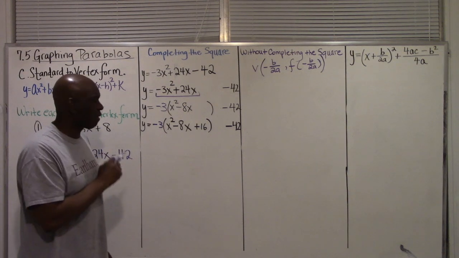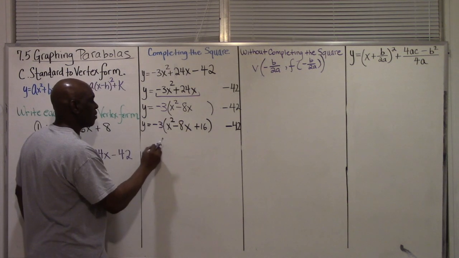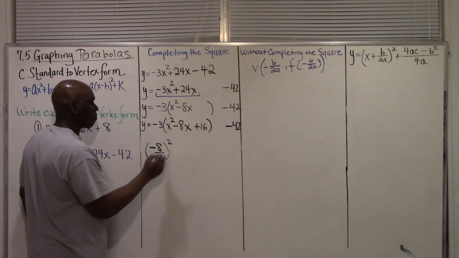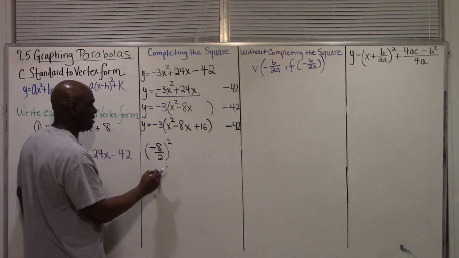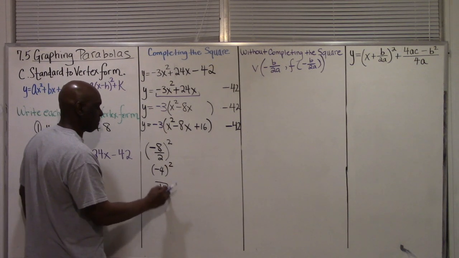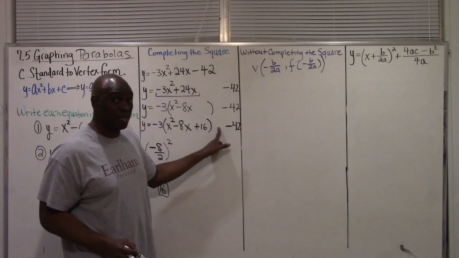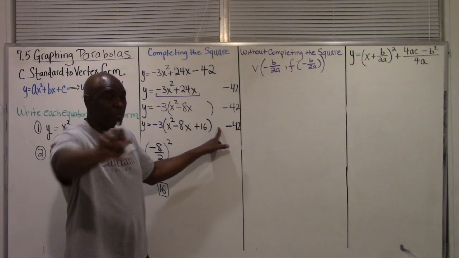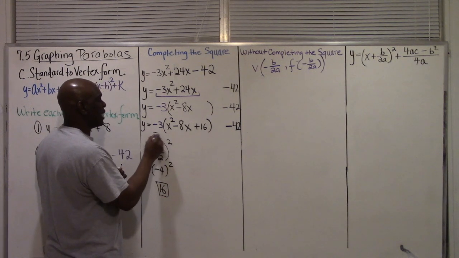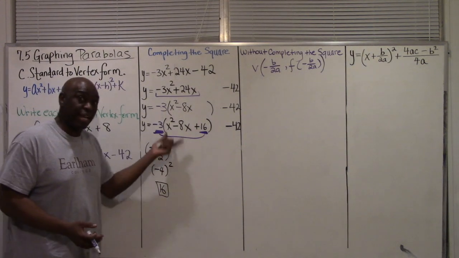What goes there? We know this is 16 because this negative 8, we took half of it, and then we had to square it. So negative 8, half of that is negative 4. And negative 4 squared is 16. That's how we got this 16 right here. So you say, okay, plus 16 here, minus 16 right there. No. Because you don't have 16 right here. It's negative 3 times 16. That's really what you have right here.